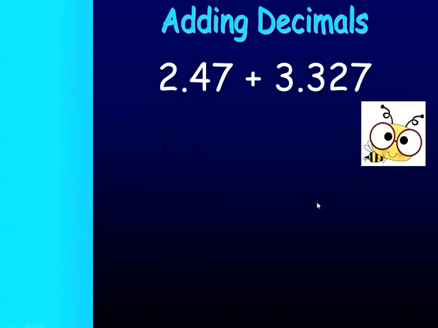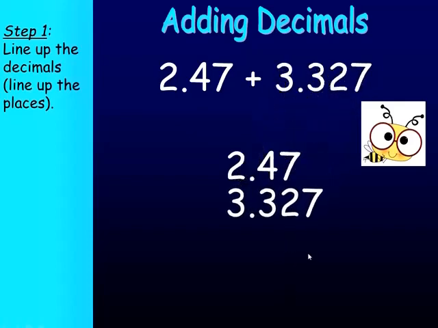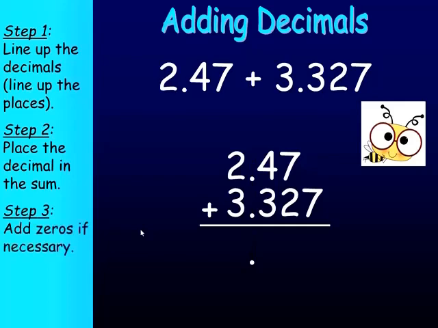We'll take another example. 2 and 47 hundredths plus 3 and 327 thousandths. Again, the first step is to line up the decimals, means line up the places under each other. Now the first number is 2 and 47 hundredths plus 3 and 327. Second step is to place the decimal point in the sum. Third step is to add zeros if necessary.